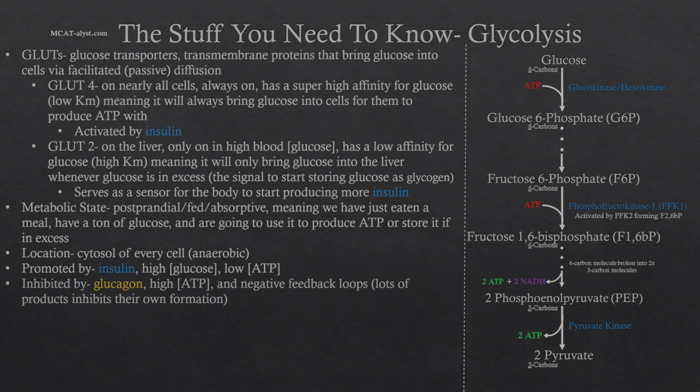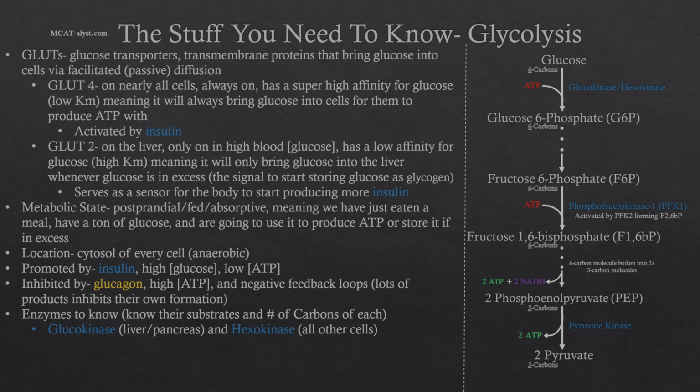It is inhibited by the opposite of insulin, a hormone called glucagon, as well as high energy levels, high ATP levels, and of course, negative feedback loops. Basically just meaning that if we have a lot of the products of these reactions that make up glycolysis, we don't need to keep running the reactions. We have enough, so those products are going to go back and inhibit their own formation. There's 3 enzymes that I recommend knowing. I recommend knowing their reactant and product, as well as the number of carbons of each of those reactants and products. The first enzyme is called glucokinase, which exists in the liver and the pancreas, or hexokinase.